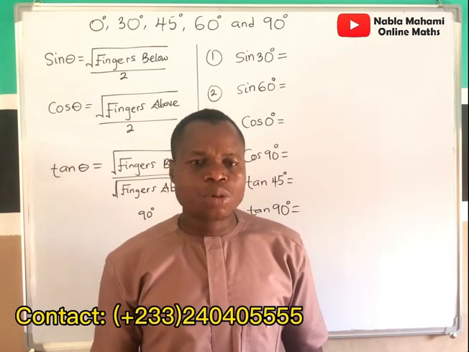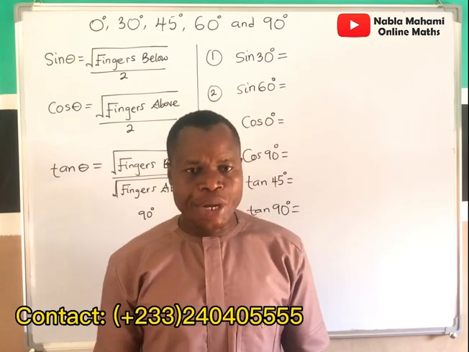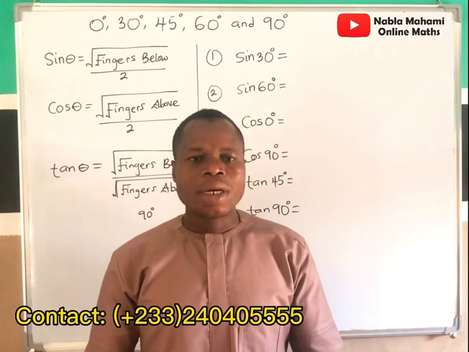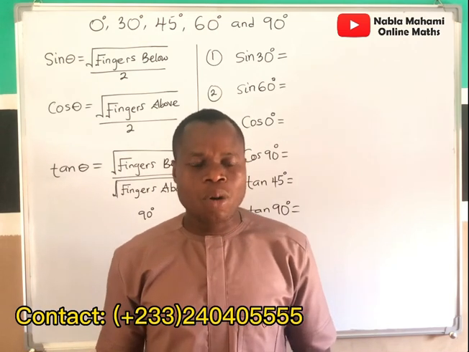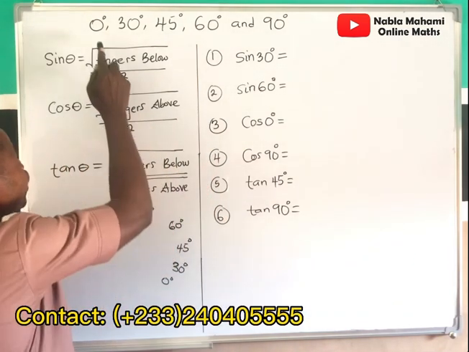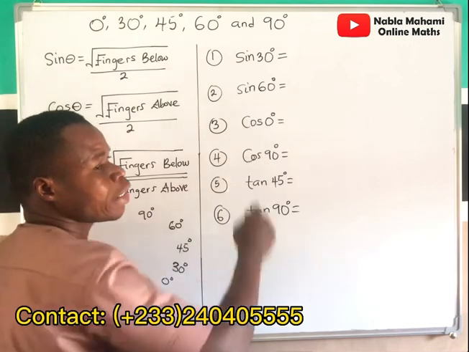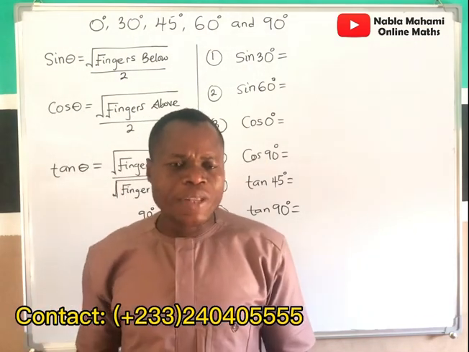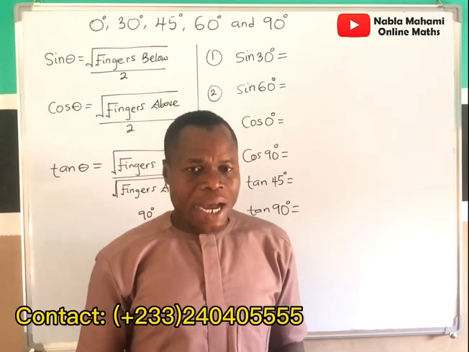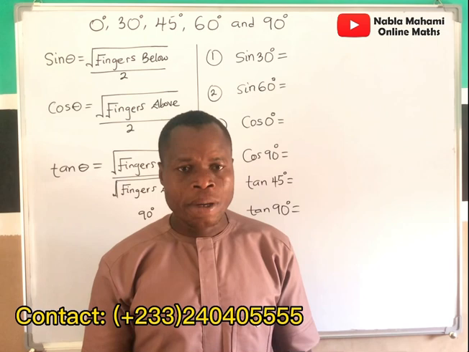Today we are going to learn how to evaluate angles of trigonometry ratios using our fingers. And I have some angles on the board to illustrate this. These angles are 0 degrees, 30 degrees, 45 degrees, 60 degrees, and 90 degrees. All of these angles are called special angles. And these angles fall within the first quadrant in the Cartesian plane.